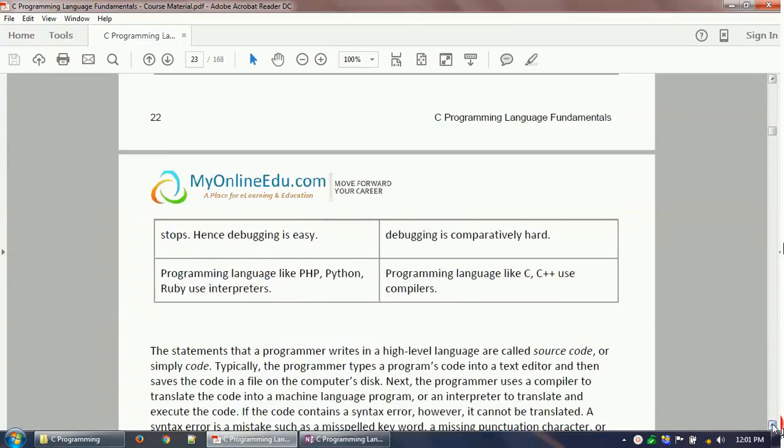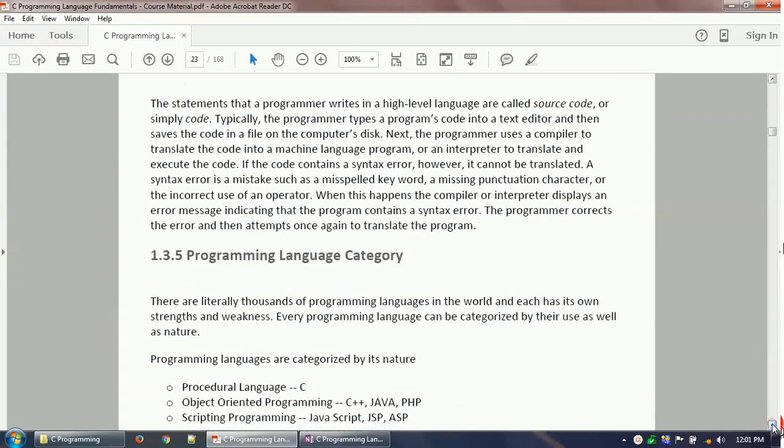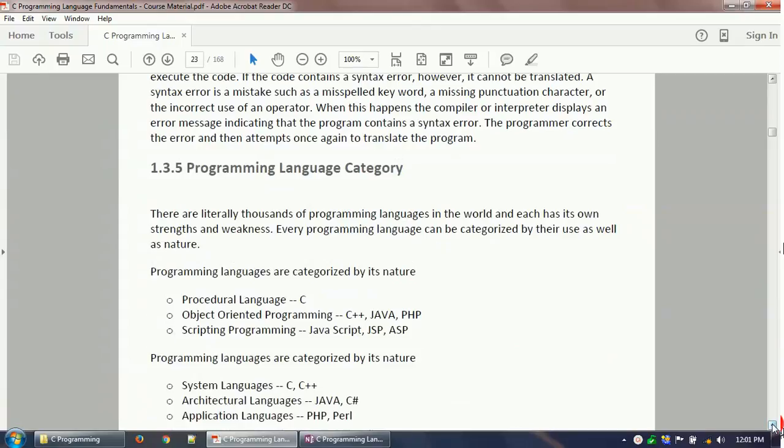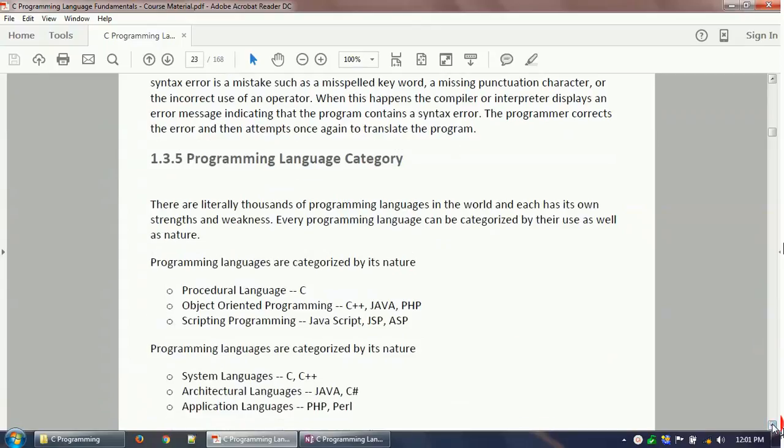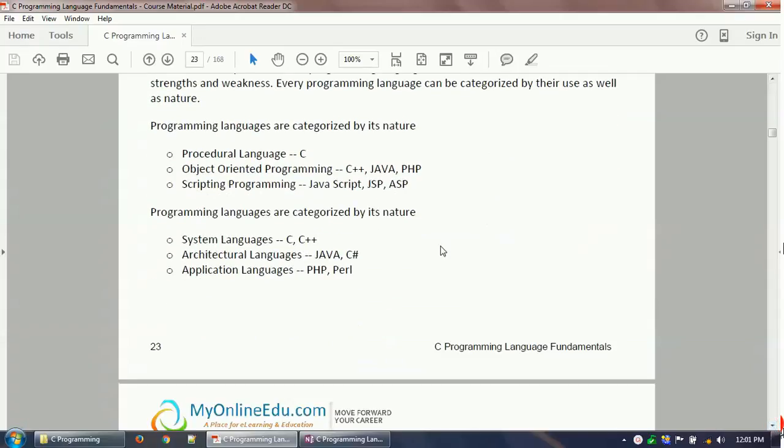As I said, there are many programming language categories. Even the high level languages are categorized into basically three types: procedural languages, like C; object oriented programming, which is conceptualized in a different way, like C++, Java, PHP; and then scripting languages like JavaScript and PHP, which are used mostly in web development.